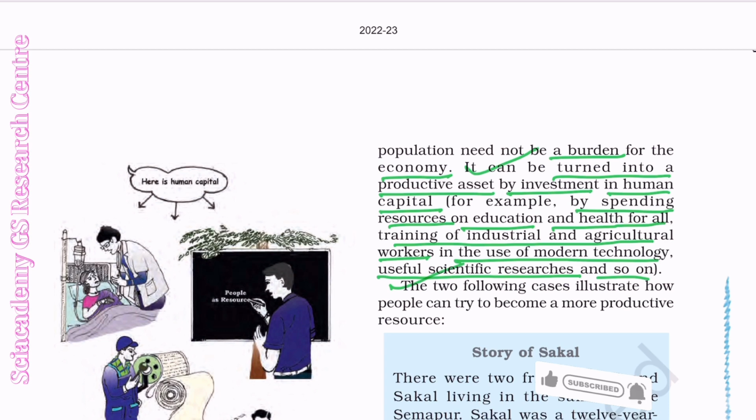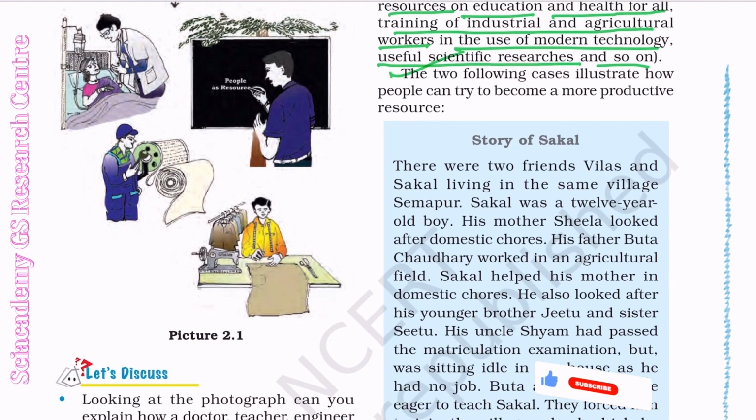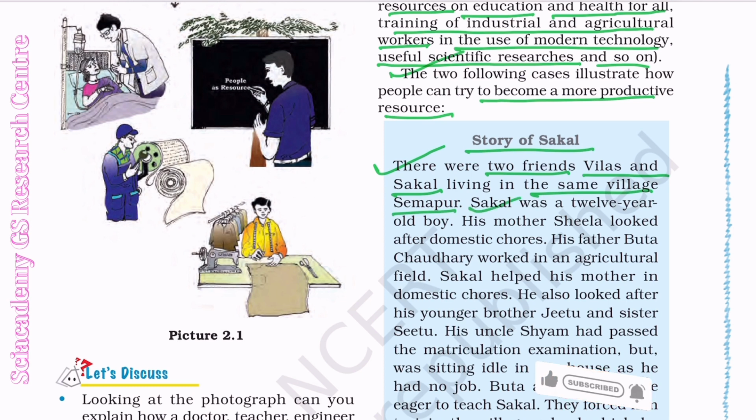The two following cases illustrate how people can try to become a more productive resource. Story of Sakal. There were two friends, Vilas and Sakal, living in the same village, Simapur. Sakal was a 12-year-old boy. His mother, Sila, looked after domestic chores. His father, Bhutta Chaudhary, worked in an agricultural field.